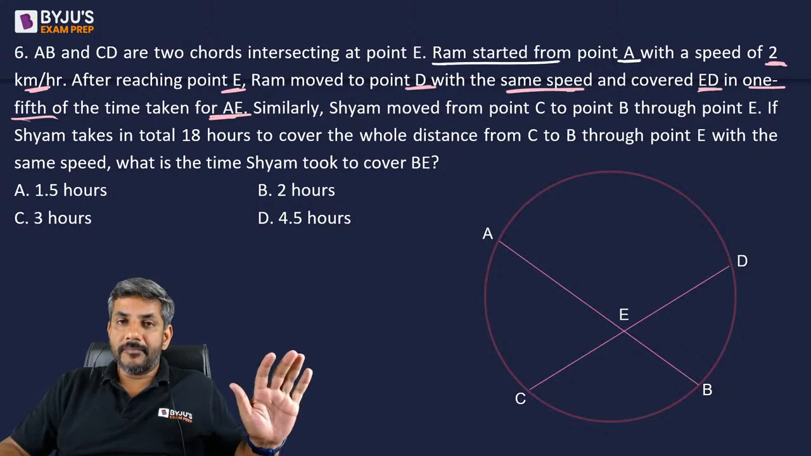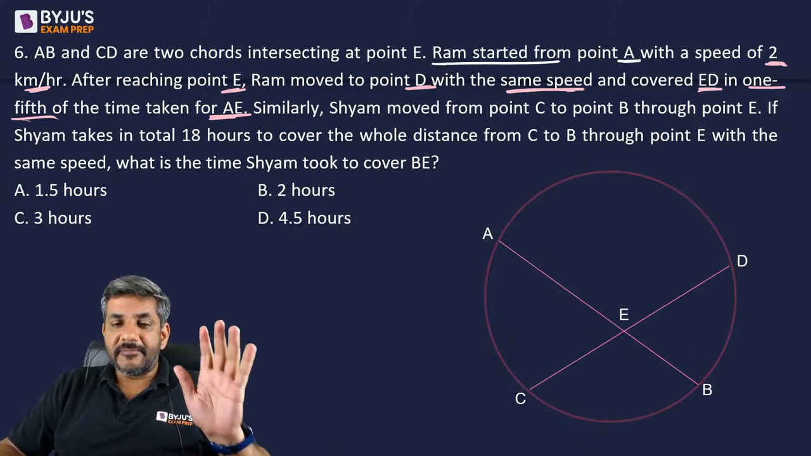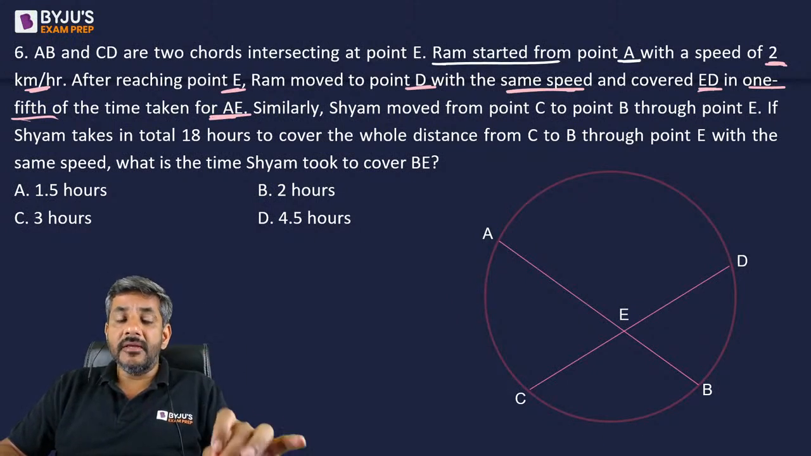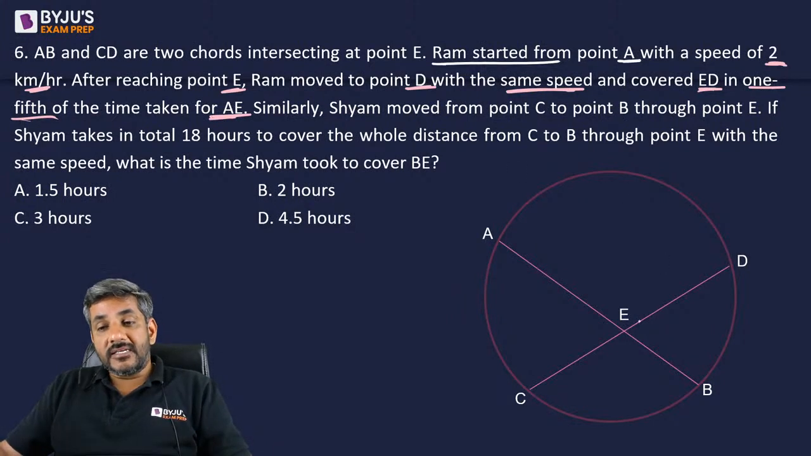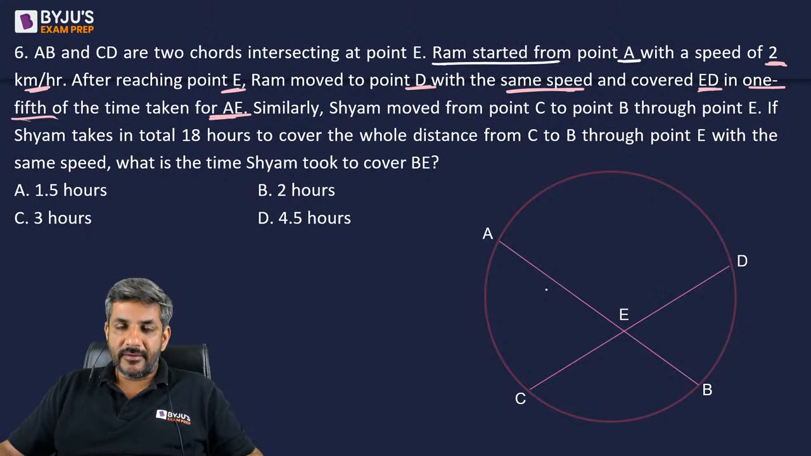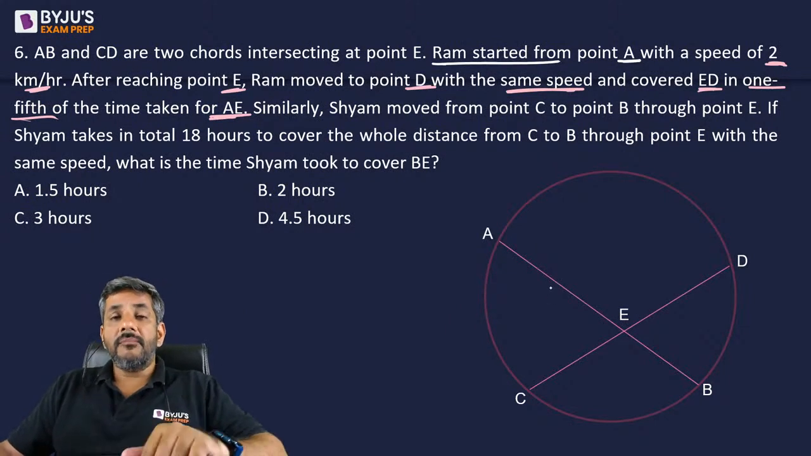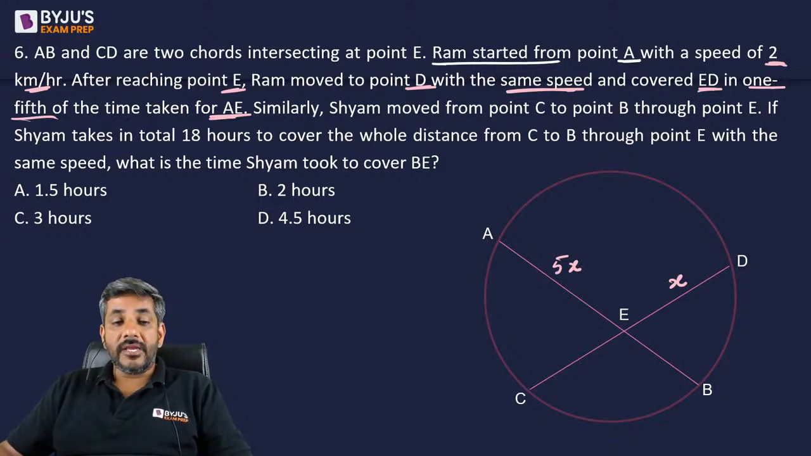if your speed is same, but you are taking 1/5 of the time, when the speed is same, the ratio of time is same as the ratio of distance. This means the distance from E to D will also be 1/5 of the distance from A to E. Distance of ED will be 1/5 of AE. So let's say the distance from A to E is 5x. So distance from E to D will be x. AE अगर 5x है तो ED x होना चाहिए, that is 1/5 of that, right?